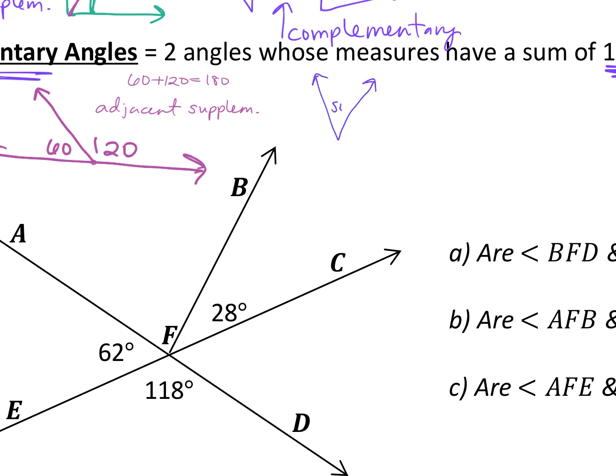So I could just do, let's say this is 50 degrees. What would this one have to be to be supplementary? 130. Okay, notice they're not touching, but they are supplementary. So they're not adjacent supplementary, they're just supplementary angles.